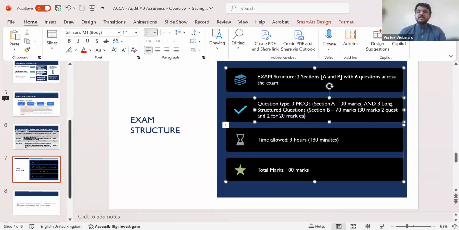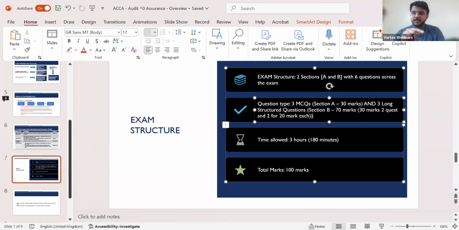So this means section B gives you a total of 70 marks, okay? And within those 70 marks in section B, there will be 1 question for 30 marks, and the other 2 questions will be for 20 marks each. So 30 plus 20 plus 20, 70.